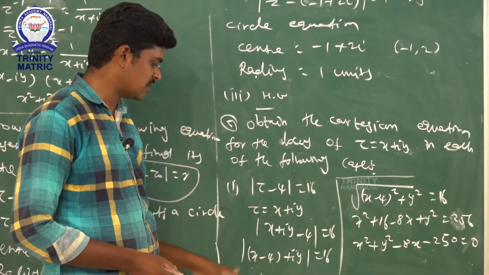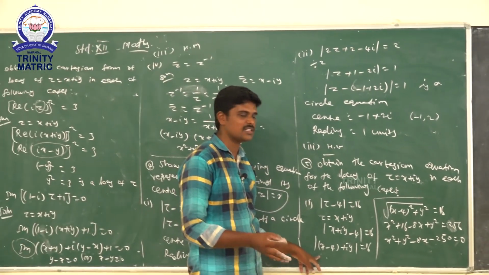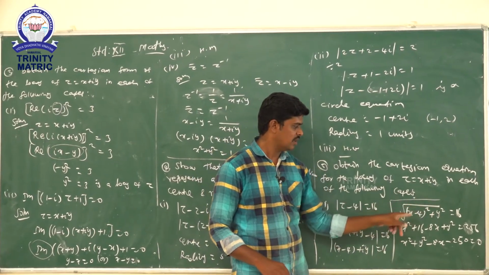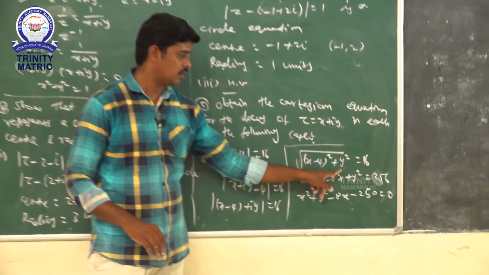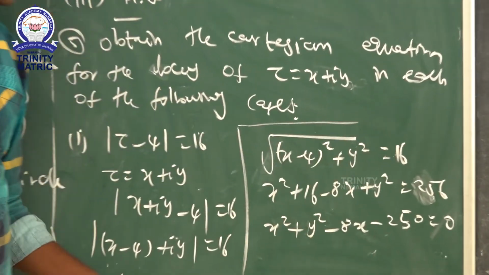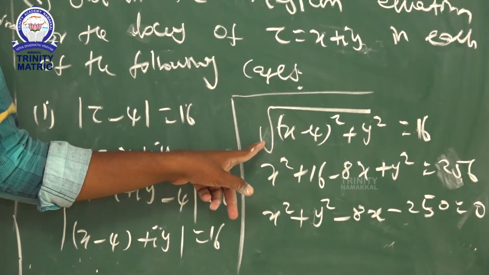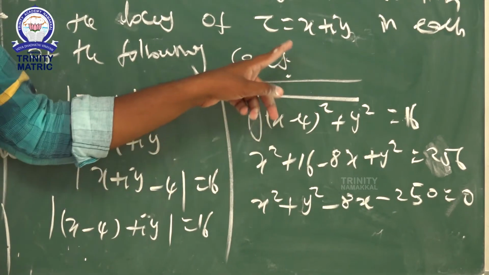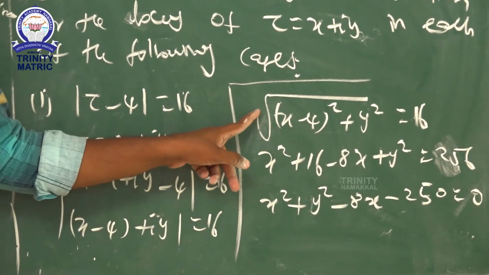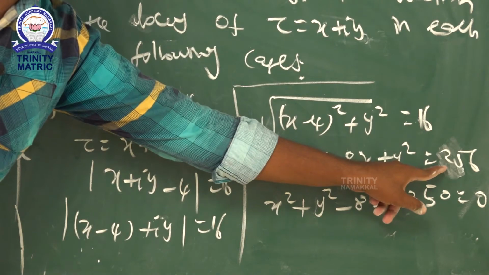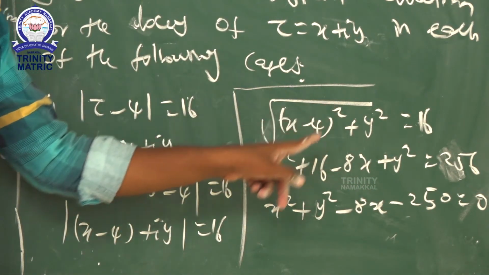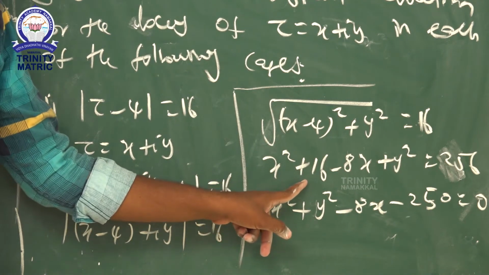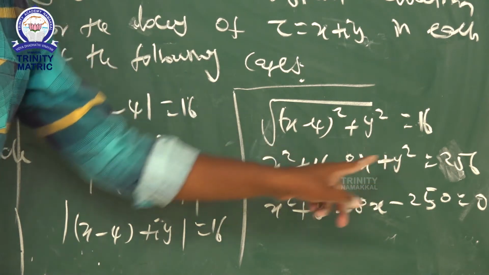What is the modulus value? Root of real squared plus imaginary squared. So root of the real part, x minus 4 the whole squared, plus the imaginary part y squared, is equal to 16. Taking square on both sides. Already there is a root, so squaring on both sides, the root cancels. 16 squared is 256. Then there is x minus 4 the whole square; if you square this, x squared plus 16 minus 8x plus y squared.